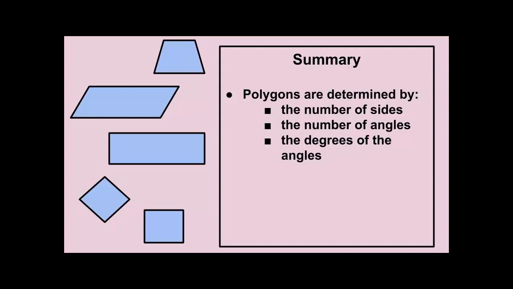When you're trying to name a quadrilateral, look very carefully at the sides of the figure, whether or not they're parallel. Also, look closely at the angles in the interior of the polygon. Once you determine the lines and the angles, you will be able to name that quadrilateral.